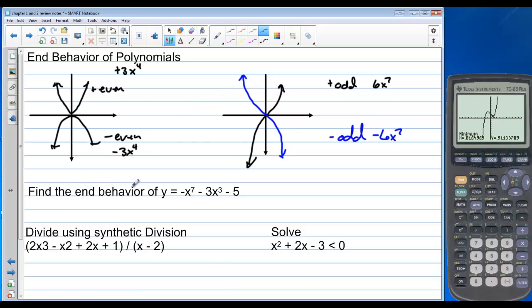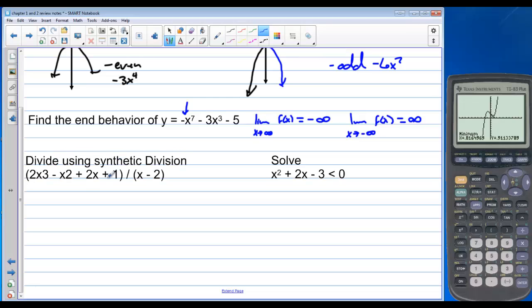Find the end behavior of y equals negative x to the seventh minus 3x to the third minus 5x. Well, for end behavior, we only need the leading term. And so we say that the limit as x approaches infinity of f of x is equal to negative infinity. This one is going down. And then the limit as x approaches negative infinity, as this function goes to the left, the y values are going off to infinity. So we say the limit of f of x is equal to infinity.